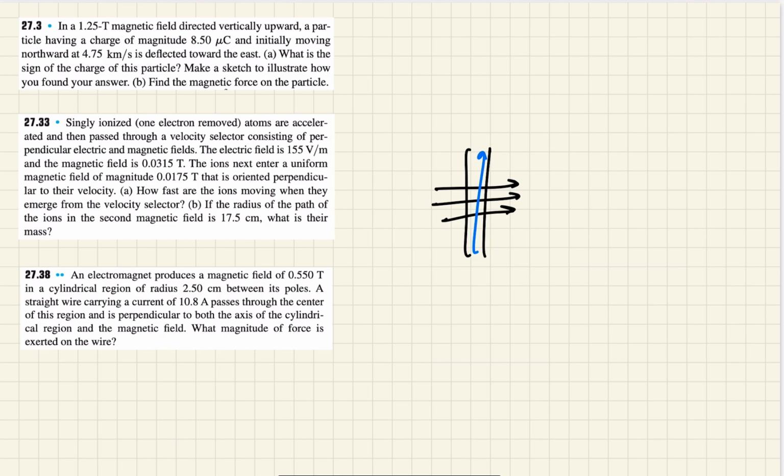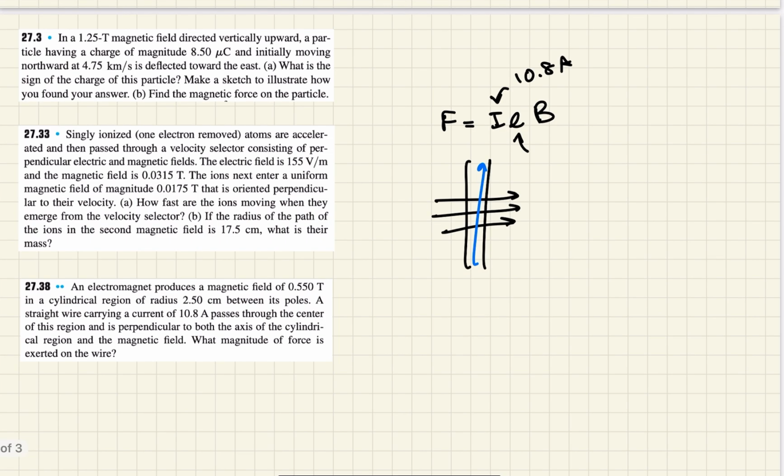What is the formula for the force on a current carrying wire? Well, force is just equal to IL cross B, but since they're perpendicular, ILB. I, it says, is 10.8 amps. L is just going to be twice the radius. So it's going to be 2 times 2.5 centimeters. So it's going to be 5 centimeters or 0.05 meters. And B is 0.550 Teslas. That's what it tells us. You just multiply them together and you're going to get FB is equal to 0.297 newtons.